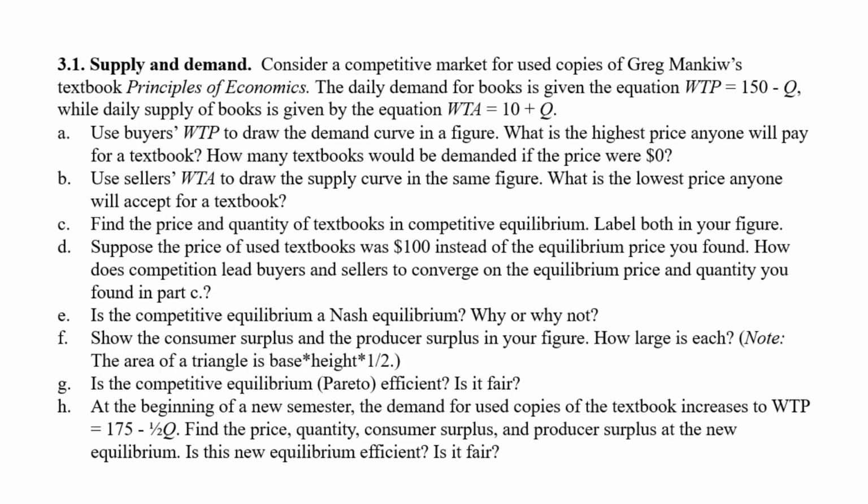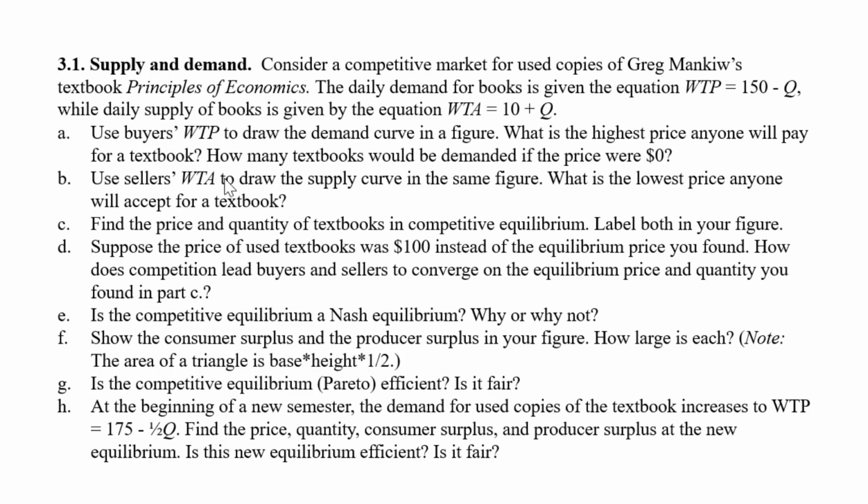Okay, this video is meant to guide you through homework 3.1. We're going to consider a competitive market for used copies of Greg Mankiw's textbook Principles of Economics. The daily demand for books is given by the equation willingness to pay equals 150 minus Q, while the daily supply of books is given by the equation willingness to accept equals 10 plus Q.